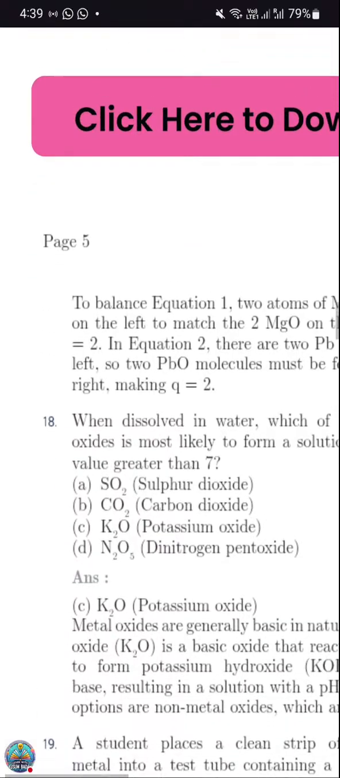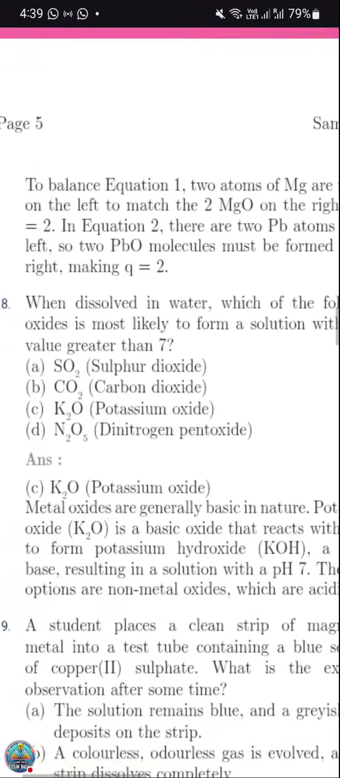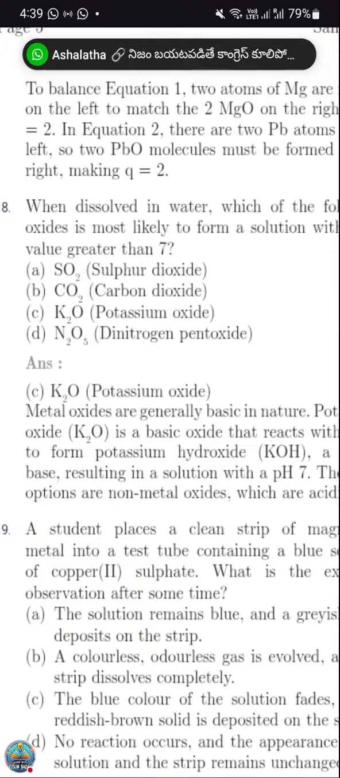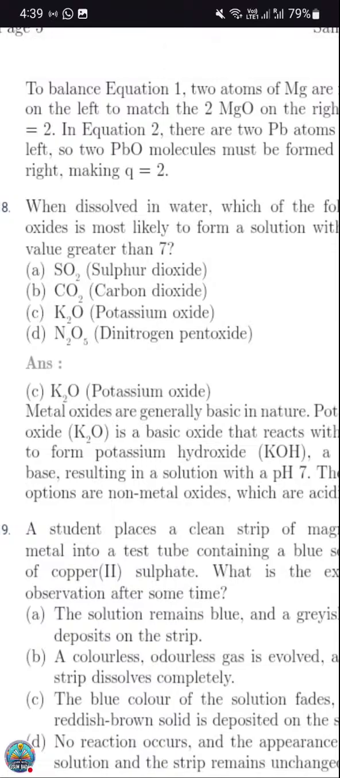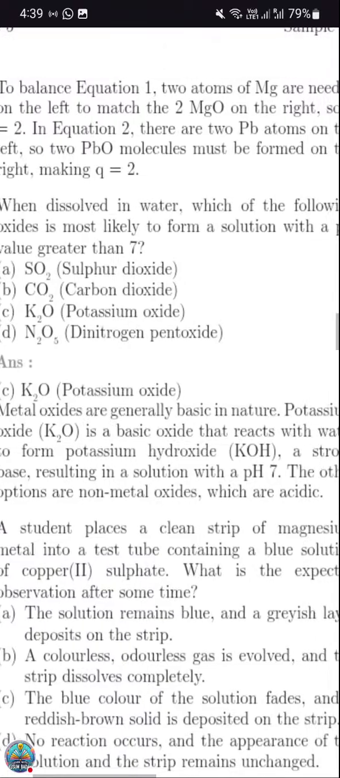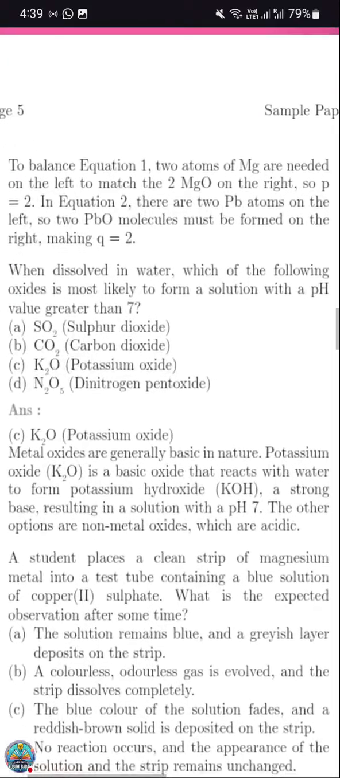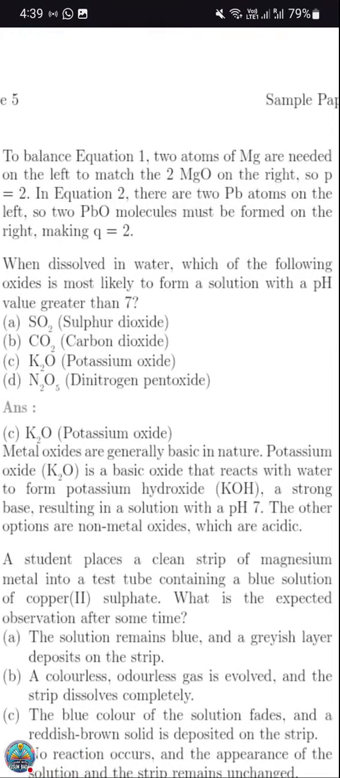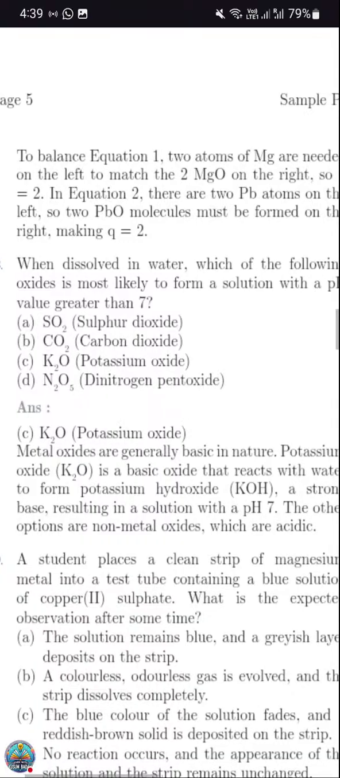Now let's start with second MCQ. Second one. When dissolved in water, which of the following oxide is most likely to form solution with the pH value greater than 7? pH value greater than 7. So it stands for, Vivek, it's correct, option number D. pH value when it is greater than 7. So it stands like it is representing basic oxide.